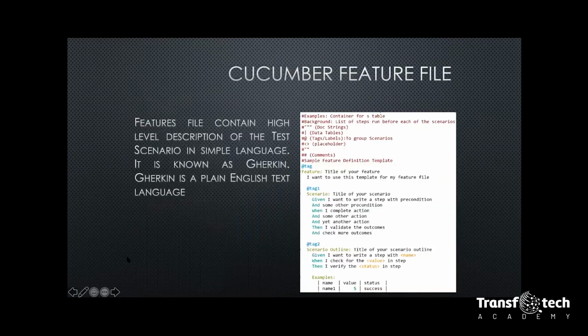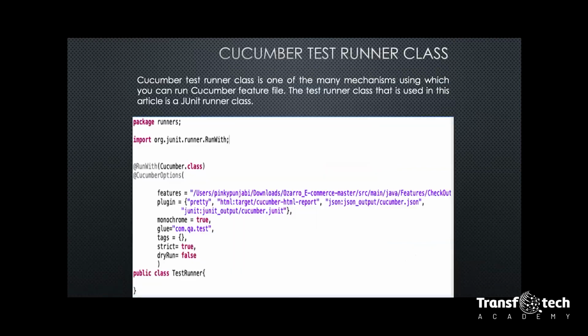Feature files contain a high-level description of the test scenario in simple language. It is known as Gherkin. Gherkin is a plain English text language. Here, the given and when are examples of Gherkin language. Cucumber test runner class is one of the many mechanisms using which we can run a Cucumber feature file.